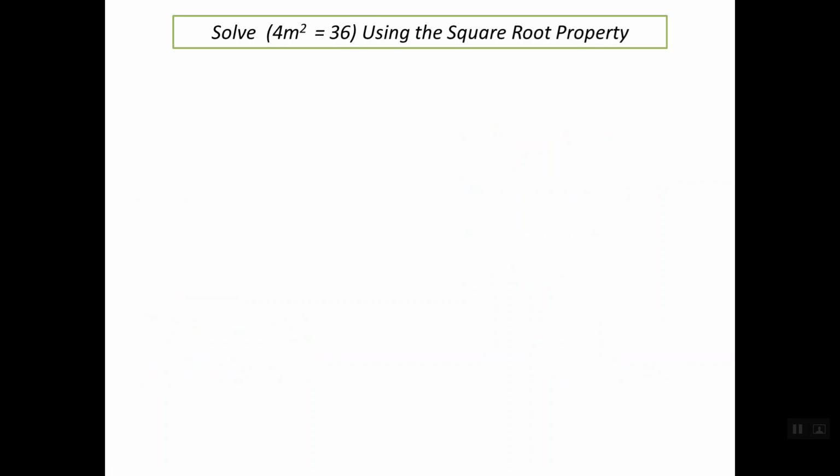Now solve 4m squared equal to 36 using the square root property. See that the coefficient of m squared is not 1, it is 4. So simply we can divide both sides of the equation by 4.